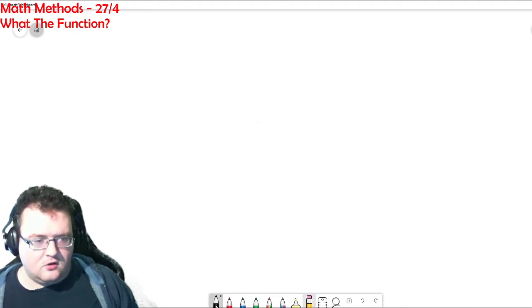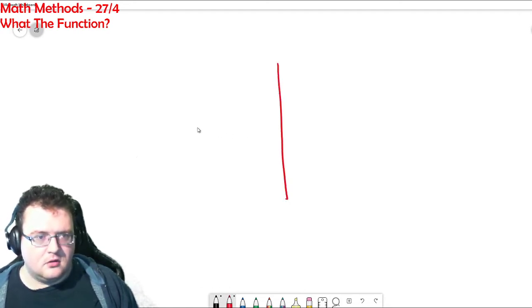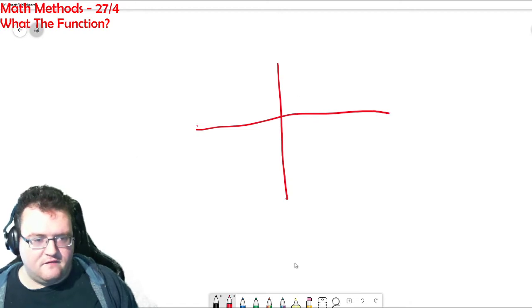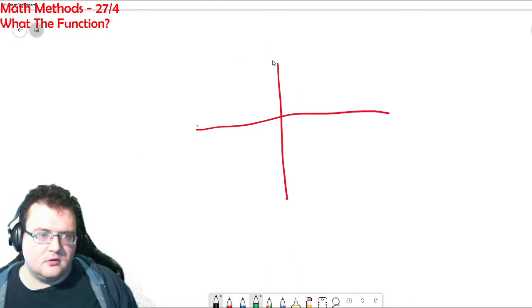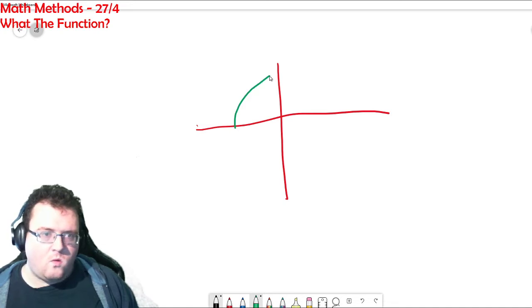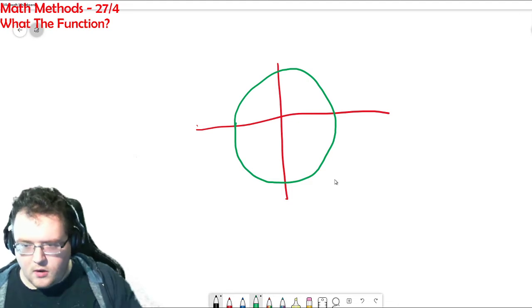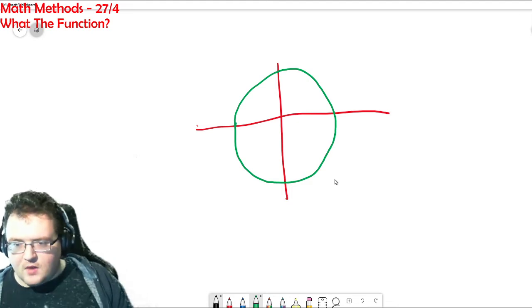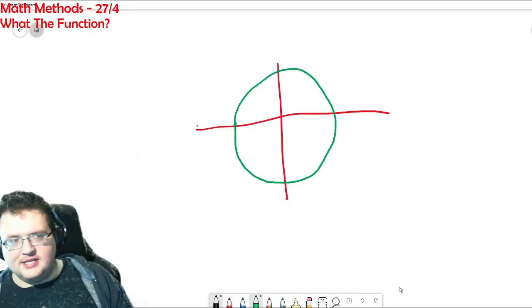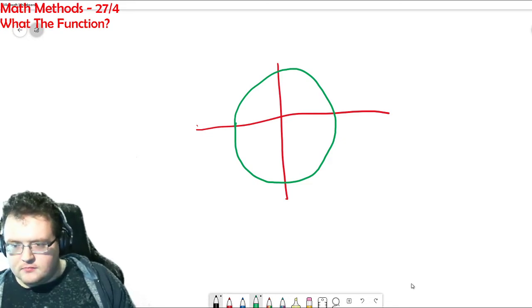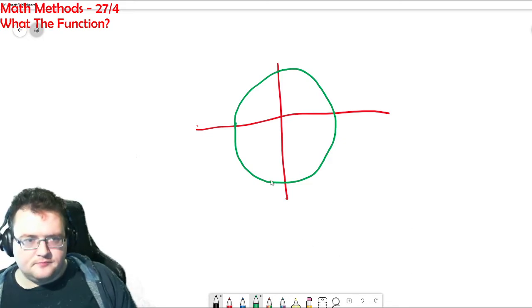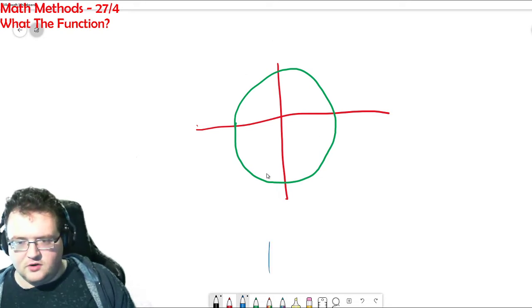for my graph here, we'll have a very, very, very poorly freehand drawn circle. Vertical means up and down, horizontal means left and right. All right, so imagine this was parallel of straight.